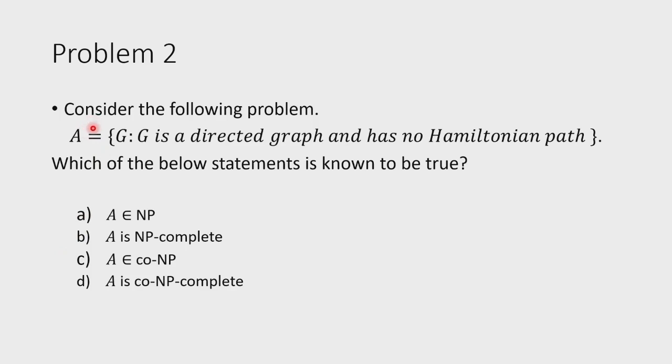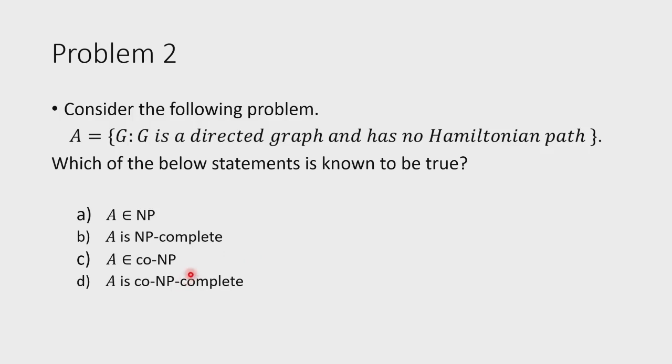Yeah. So the second problem is, consider the language A such that G is a directed graph and has no Hamiltonian path. Which of the following statements is true? There are four statements. A is in NP, A is NP-complete, A is in co-NP, and A is co-NP-complete. Okay, so can anyone of you tell me which of these are correct, or would you like to guess?